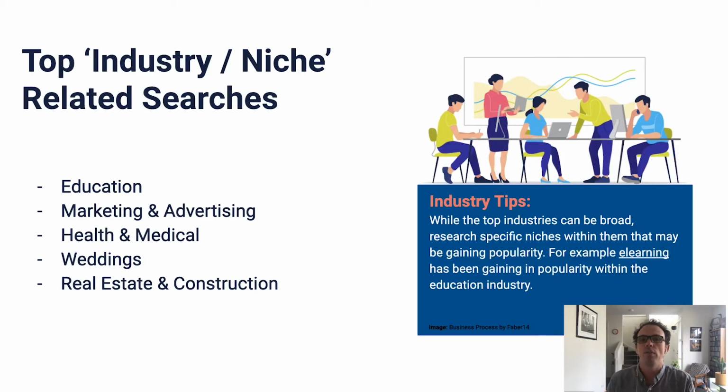So now that we know searches with keywords relating to specific industries are important, what are the most popular industries that people are searching for? Well, over the last year, these 5 industries here have been experiencing the most search sessions within the graphic design space here at Envato. They are education, marketing and advertising, health and medical, weddings, and real estate and construction. Granted, these are very broad industries. However, they're not only popular at the moment, they tend to be consistently in demand.